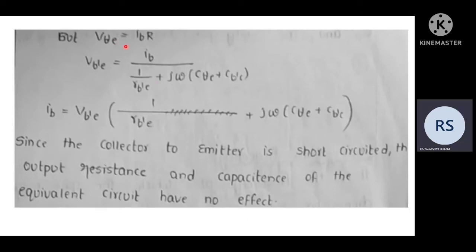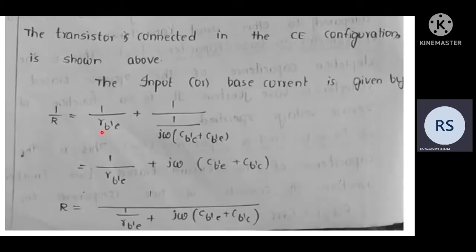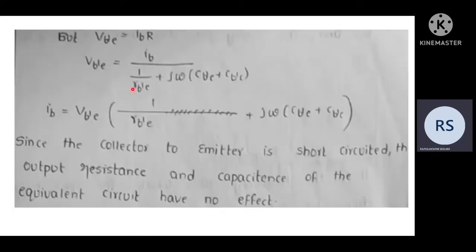But VB'E equals IB times R. We have replaced R with the term 1 by (1 by RB'E plus j omega (CB'E plus CB'C)). Or IB equals, by cross multiplication, VB'E into (1 by RB'E plus j omega (CB'E plus CB'C)).